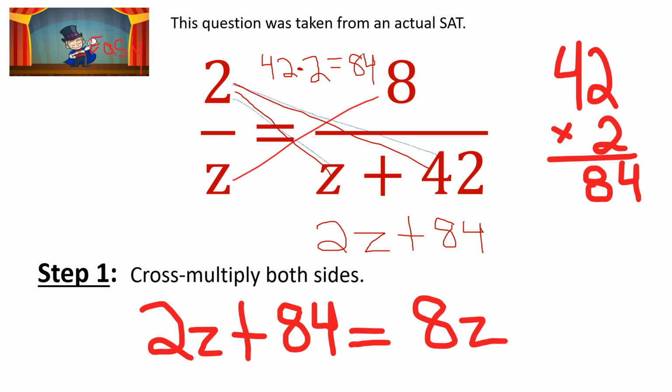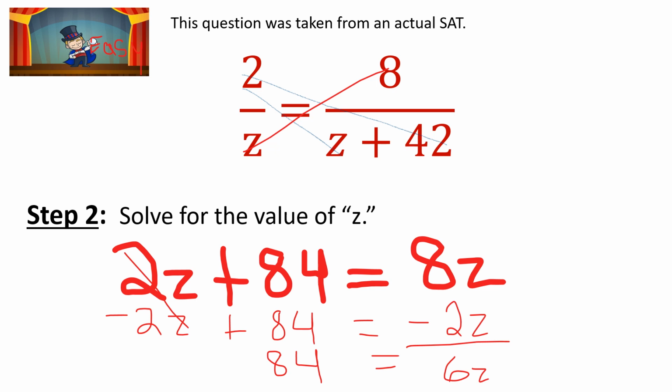Now you want to go over here, and that's just straightforward 8z. Since the equal sign is here, you have to put it on the other side of the equal sign, and that's where you see it. Now you're starting to see something. It's just a regular problem, and so therefore you solve for the value of z. So you take negative 2z from one side, take negative 2z from the other side, you get 84 equals 6z.